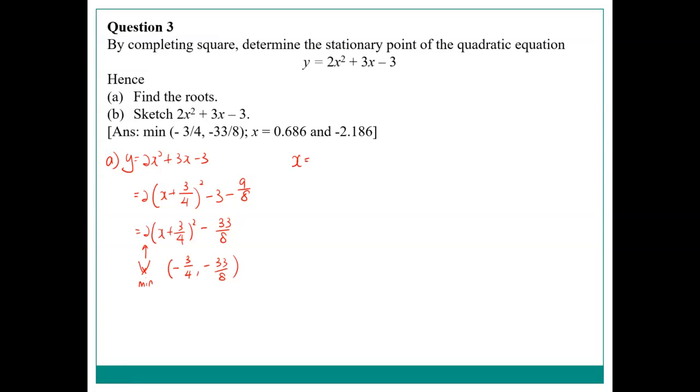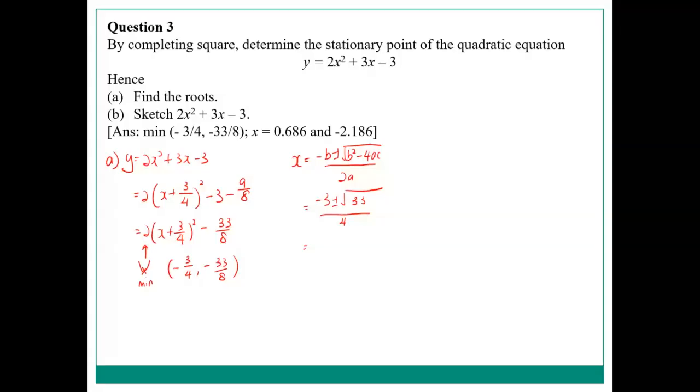x is equal to negative b plus minus square root of b squared minus 4ac, over 2a. My b is 3. So the discriminant is how much? Let me check. 9 minus 4 times 2 times negative 3. So I got 33 here, over 2 times 2, which is 4. Please check whether you get these two answers, 0.686 and negative 2.186. If you got these two answers, it means you got the roots correctly.